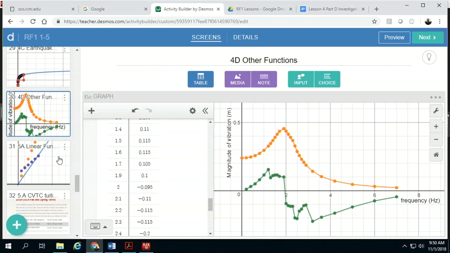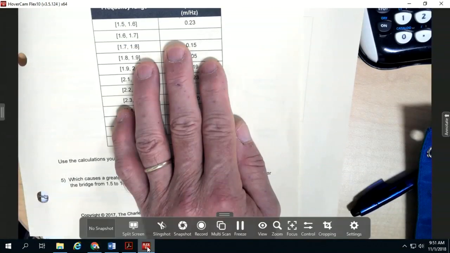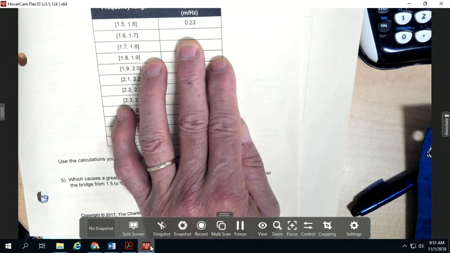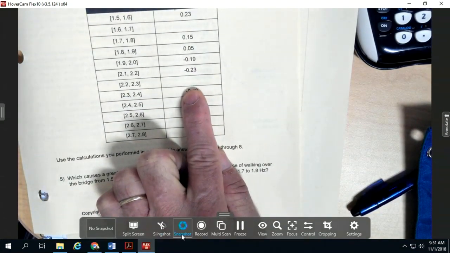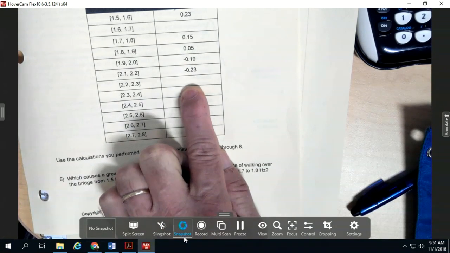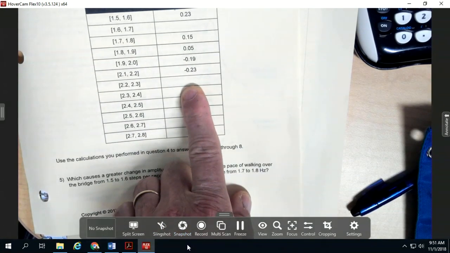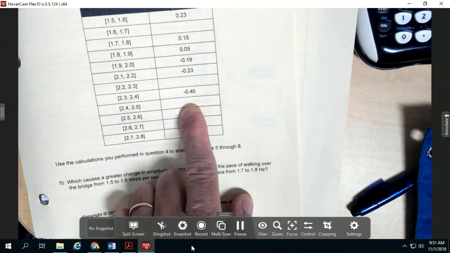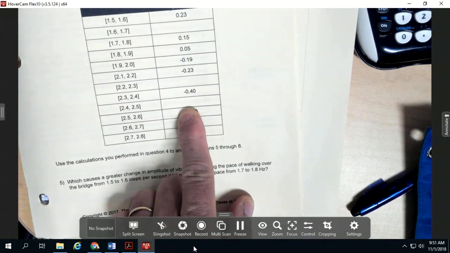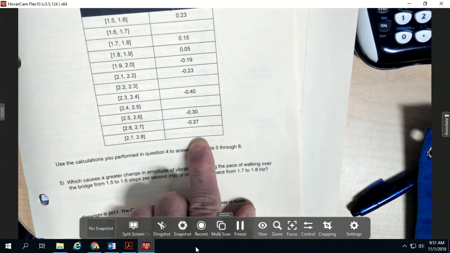Okay, so what did you get for 1.6 to 1.7? 0.21. And how about from 2.2 to 2.3? Negative 0.23. And then 2.4 to 2.5? Negative 0.41. And 2.7 to 2.8. So did everybody get those filled in now?